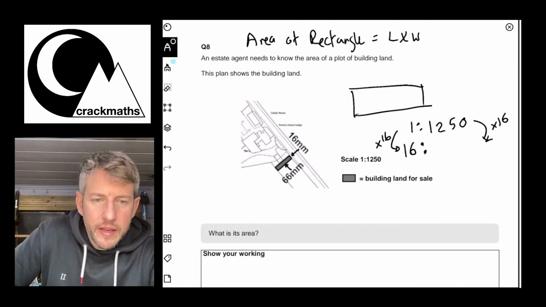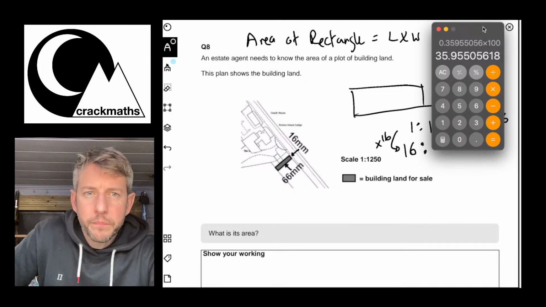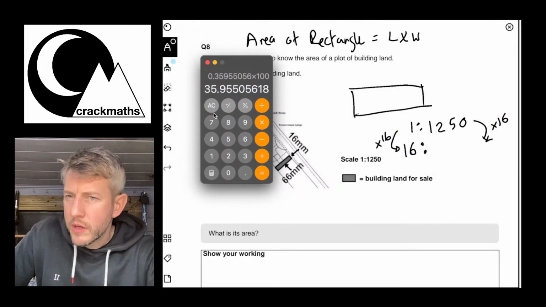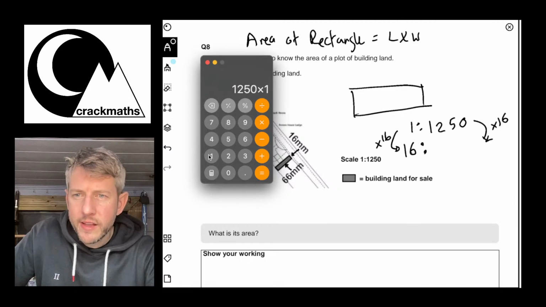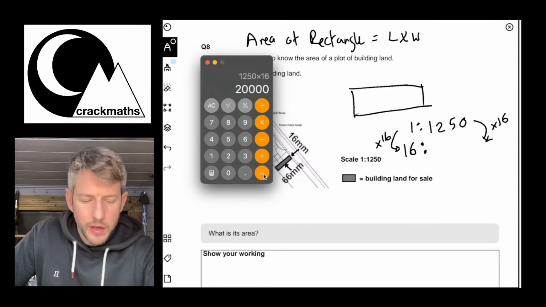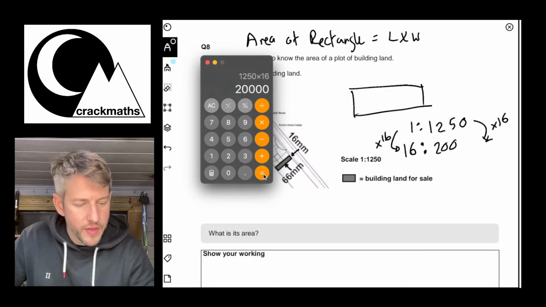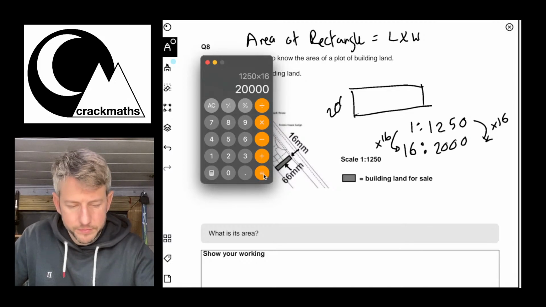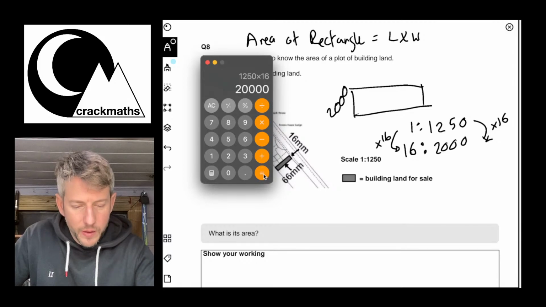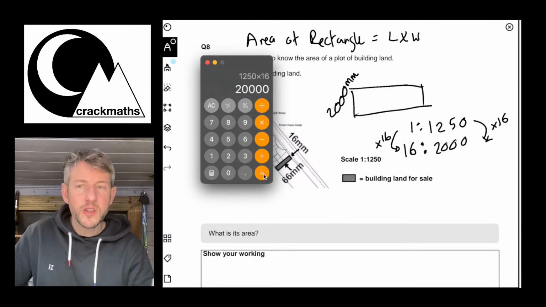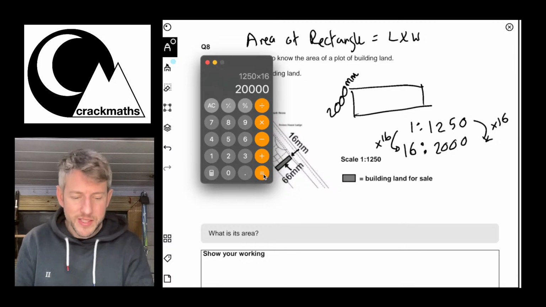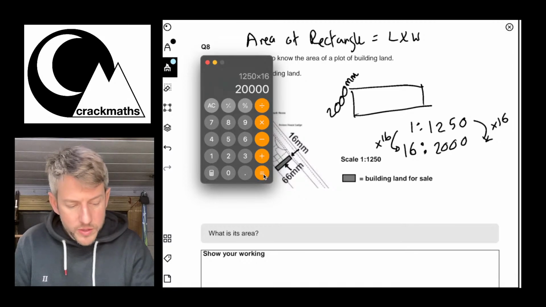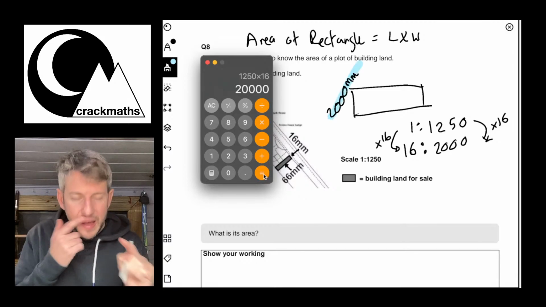So let me get the calculator out. Here we go. I'll move it over here for this one. So we have got 1250 multiplied by 16. And that's 2,000. Okay, so that's nice. So that's the new width. So that would be 2,000. Well, that's 2,000 millimeters. Because the scale, when you have a scale like this, the units are the same throughout it. So that's 2,000 millimeters. So we will do something with that soon, but not just yet.